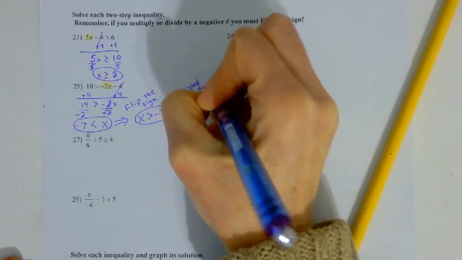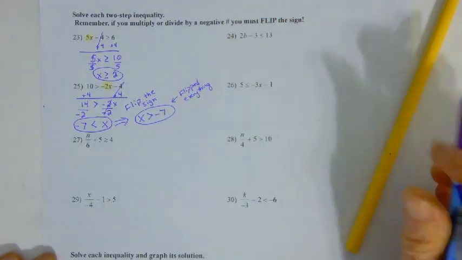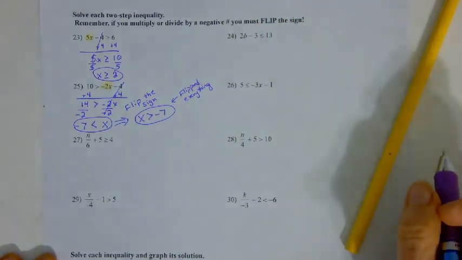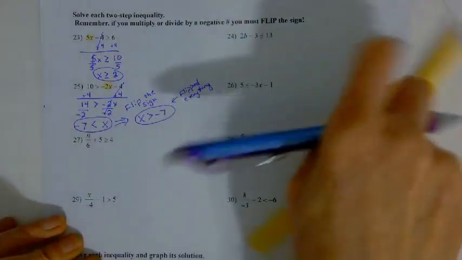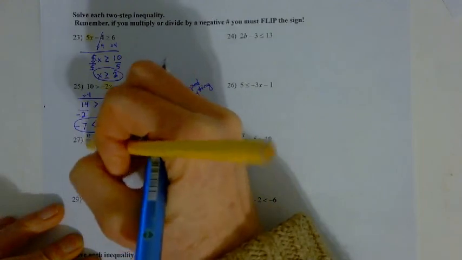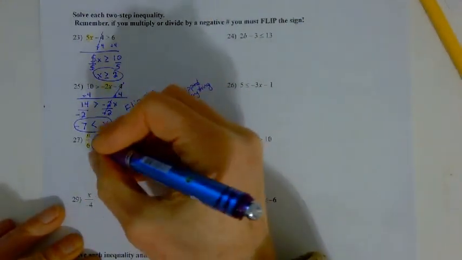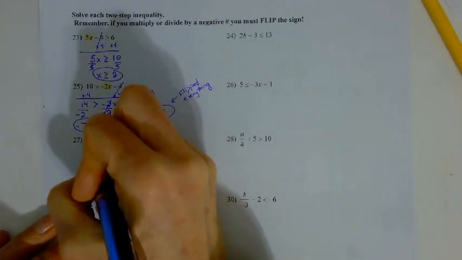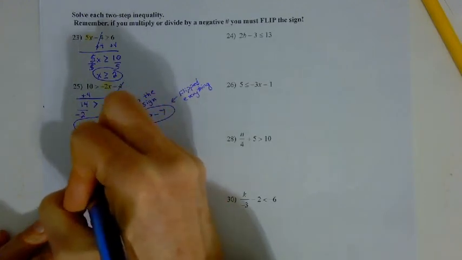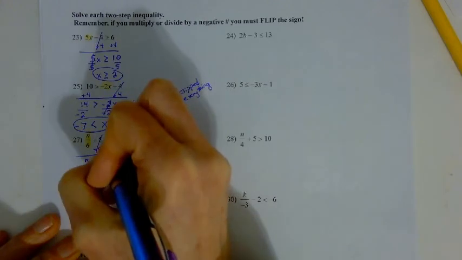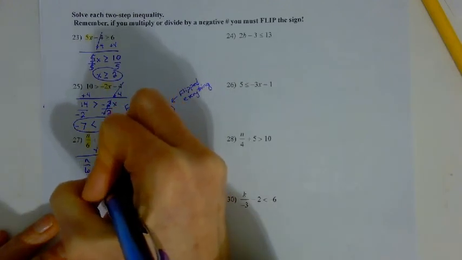Now you try number 26. Okay, number 27, we're going to get these. We need to get n by itself, but right now it's best friends with 6. So let's subtract 5 from both sides. And we get n over 6. That goes away. Greater than or equal to 4 minus 5.